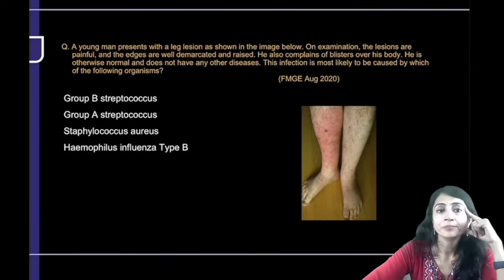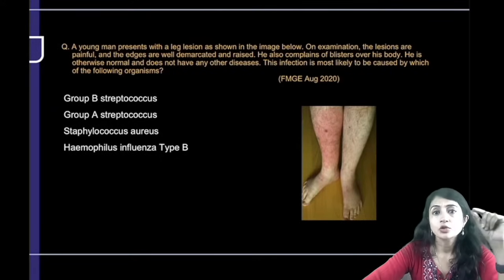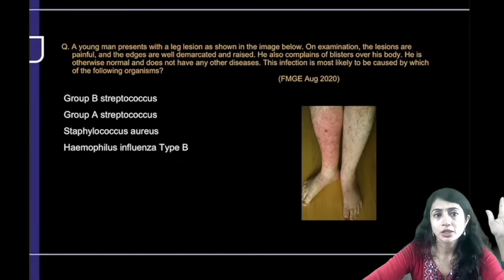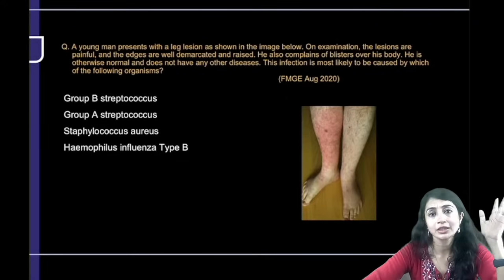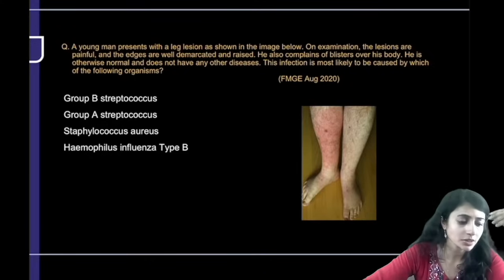Okay, next question. A young man presents with a leg lesion as shown in the image, and on examination the lesions are painful and the edges are well demarcated and raised. He also complains of blisters over his body. He is otherwise normal, does not have any other disease. Before telling me the organism, tell me what this condition is.